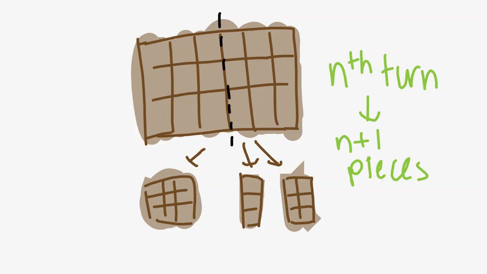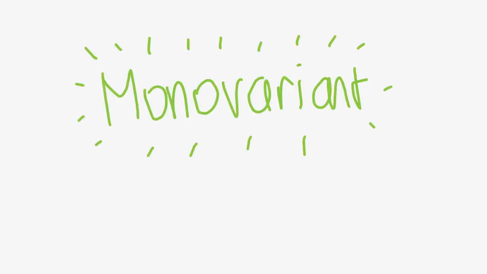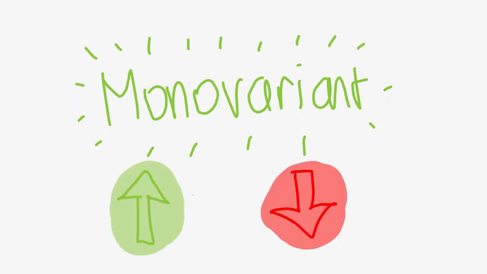Therefore, the player who has the 18th turn loses, since there would be 18 chocolate pieces by then. This means that the first player wins, since the first player goes on odd turns. What we just did in the example before was utilizing something known as a monovariant. Monovariants are quantities that only increase or decrease. The monovariant we had was the fact that the number of chocolate pieces increases by 1 every turn.